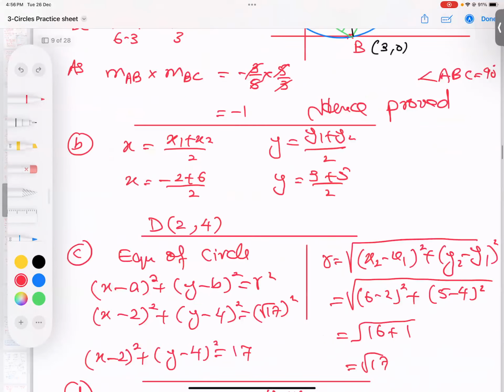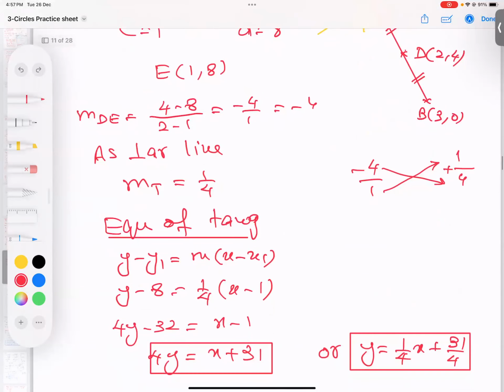And that's it. I hope the concept of the equation of a tangent is also clear. That's it.